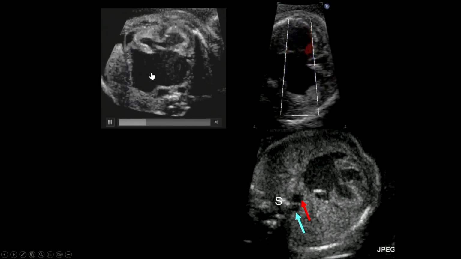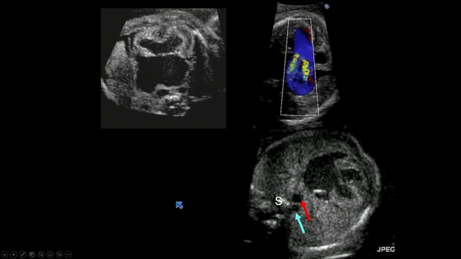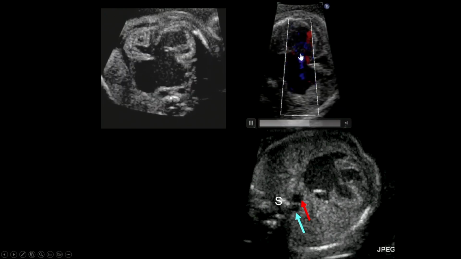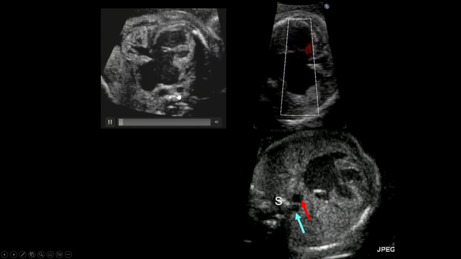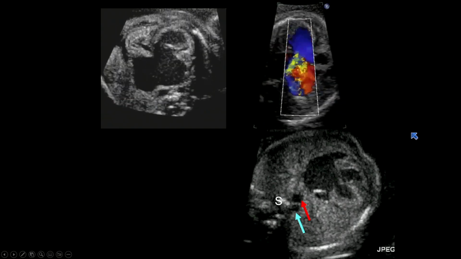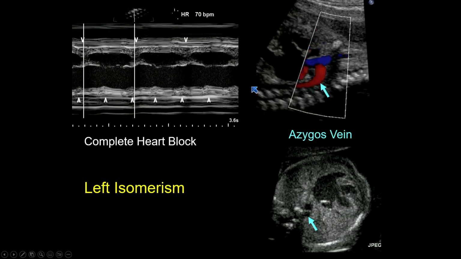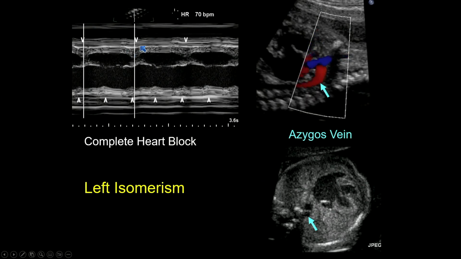This is the worst spectrum you can see in utero: non-balanced AVC with very abnormal looking myocardium, severe AV valve regurgitation, and very abnormal slow heart rate. And again, you have two vessels here, which were the azygos vein and the descending aorta. This is what we would like to see, or we will see in these patients: drainage of the azygos vein into the SVC. This patient had the worst complication you can have in this group before birth: complete heart block.